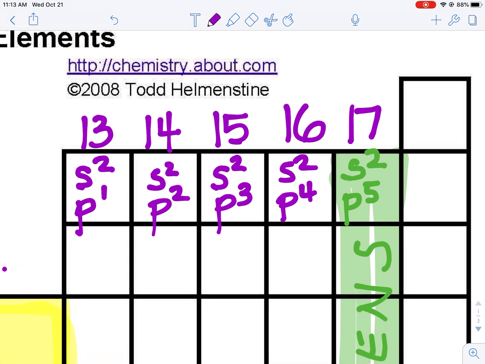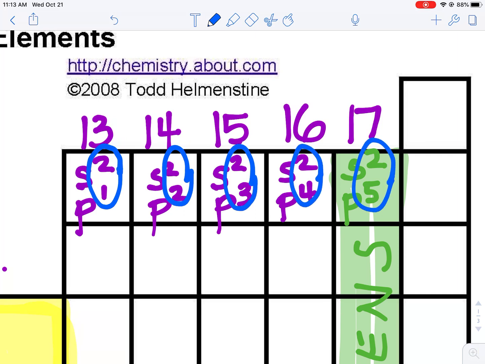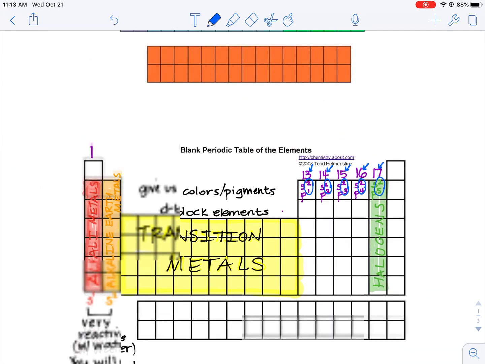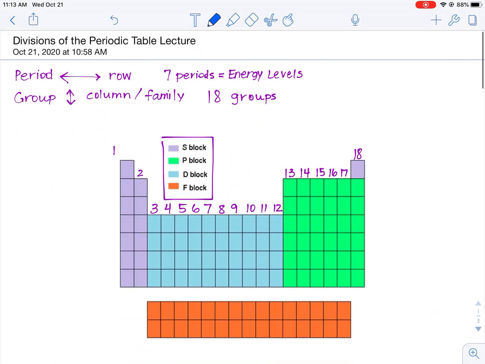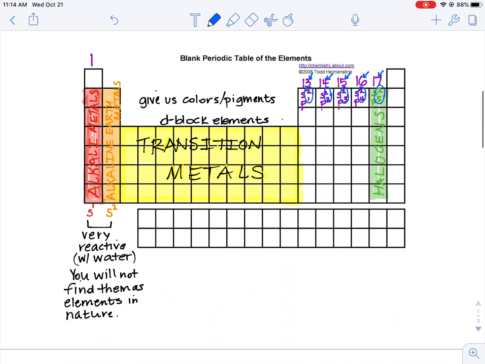If you look carefully at these groups, 13, 14, 15, 16, and 17, if you add up the total number of valence electrons, it will be equal to the number in the ones position for the group that they're in. So just a few minutes ago, I told you that we would learn how the group that an element is placed in can give you some insight into the structure of the atom.